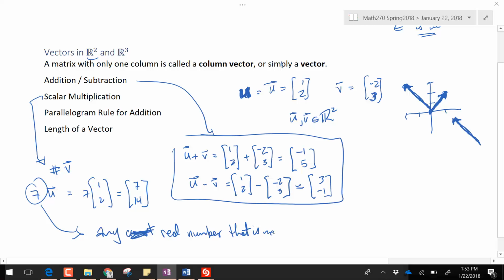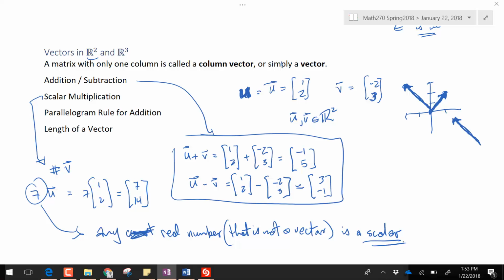that is not a vector. Because real numbers aren't really vectors. I mean, you can think about it as a 1 by 1 vector, but generally we don't want to think about it as a vector. So any real number that's not a vector is a scalar. So regular numbers, and complex numbers are also considered scalars because they're just numbers.